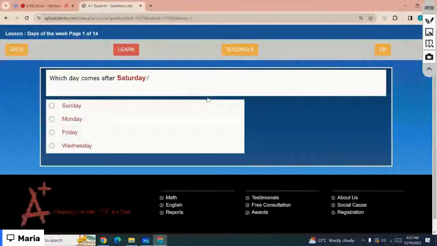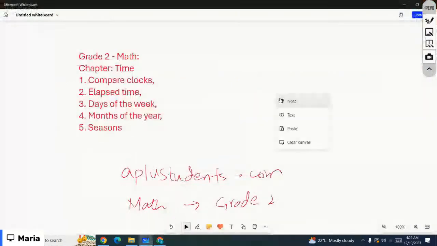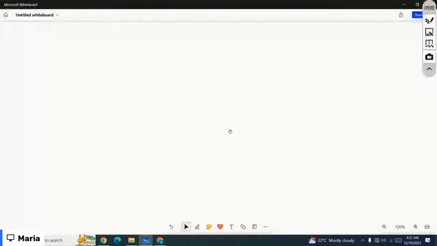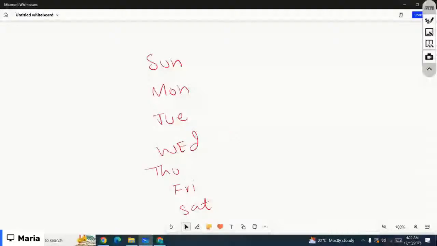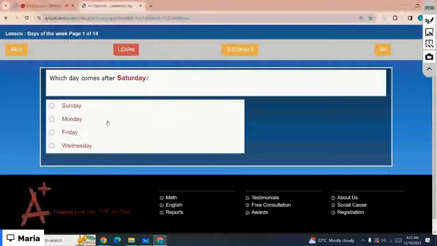Let me just write down the names of the days on the board, then we can see from the board. This way, if some of you don't know the names, you will remember them. They are Sunday, Tuesday, Wednesday, Thursday, Friday, and Saturday. These are the names of the days, right? Now the question is, which is the day after Saturday? So here is the Saturday. So right after Saturday you have, yes, it is Sunday. The correct option is Sunday, right? The correct option is Sunday.